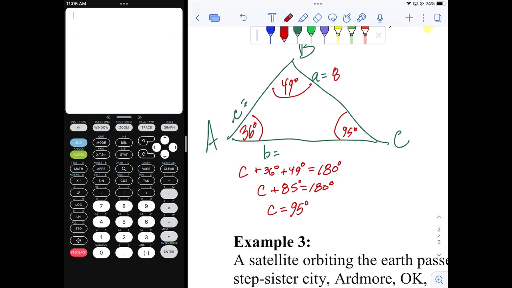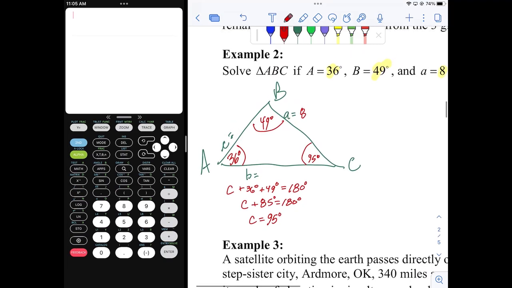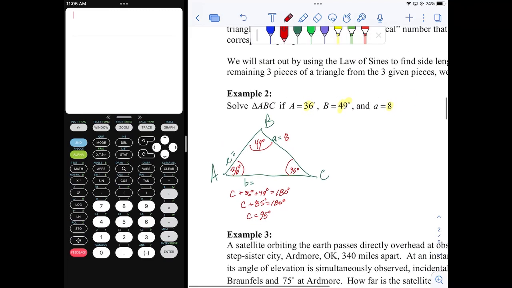All right, 95 degrees. So now I have all three angles, and I'm trying to find the two missing side lengths. This is where the law of sines comes in. Which side length would you like to find first? C. Let's do that.